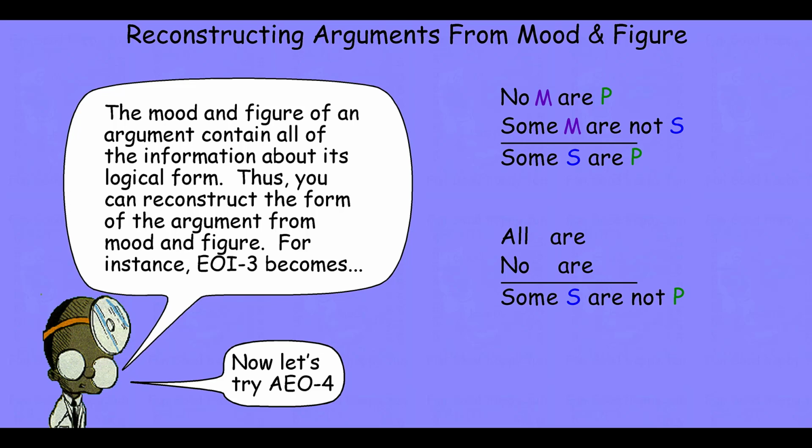Once we have our premise quantifiers and copulas, and our conclusion written out, we can turn to the figure and use that to give us information about the relative position of those middle terms in these premises. Figure 4 has the middle or bridging term in the predicate slot of the major premise, the first premise, and in the subject slot of the minor premise, the second premise, like so. Now we know that the predicate of the conclusion, the major term, goes in the first premise, the major premise, and the subject of the conclusion, the minor term, goes in the second premise, the minor premise. And that is how we reconstruct the logical form of an argument from the mood and figure alone.